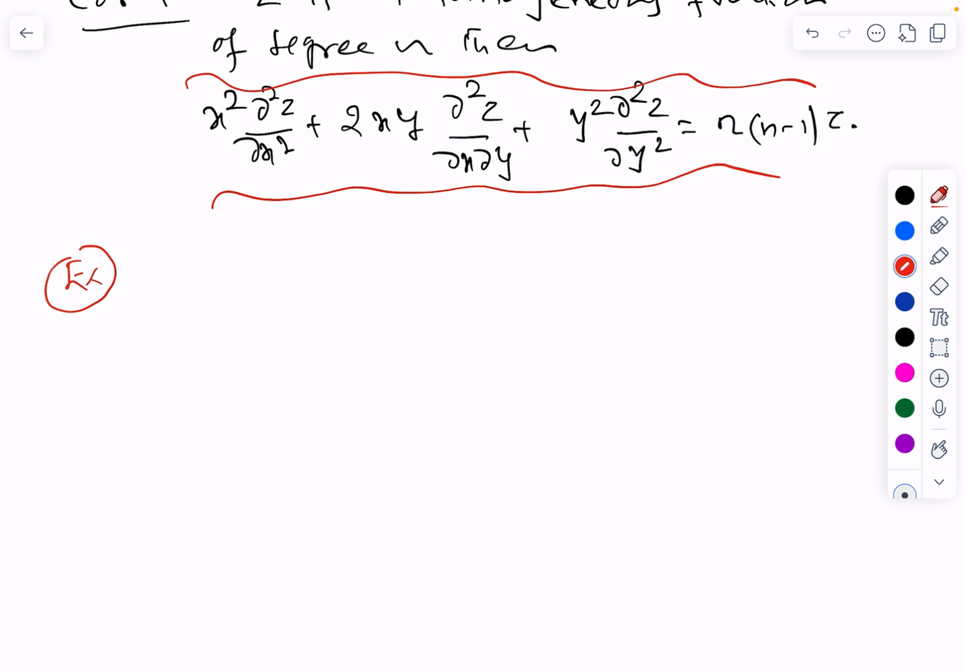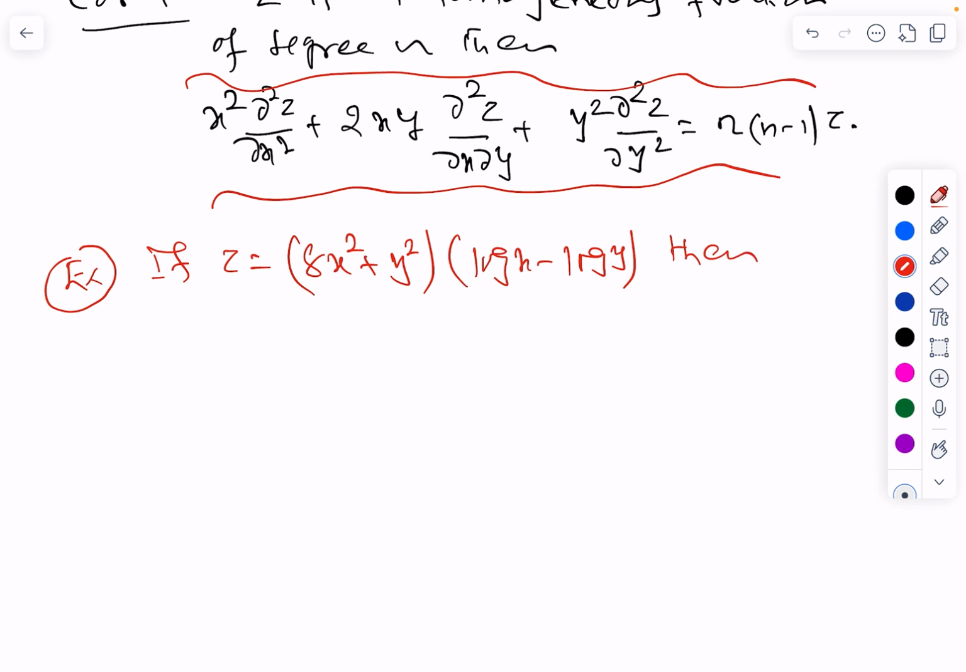So let us, if z equal to (8x² + y²) into (log x − log y), then find the value of x times ∂z/∂x plus y times ∂z/∂y.